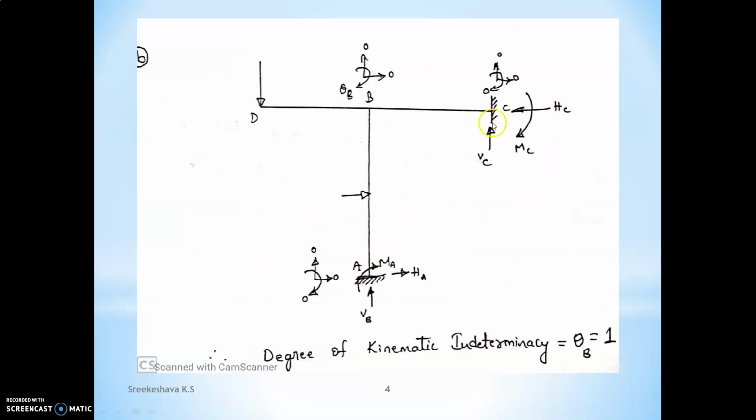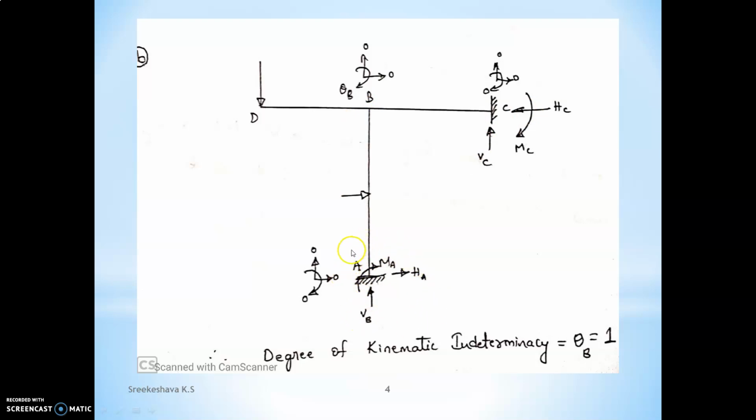In the second problem, a normal frame is given. Clear? Observe each joint. See, this is an overhang. Don't consider this as a free end. Here I am having a load, that's why it will create a moment here. This is an overhang, clear? This is not a free end. Now let us consider each joint A, B, C.